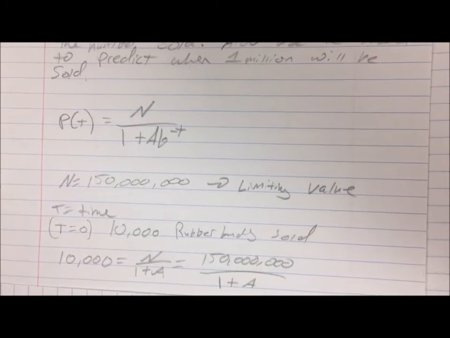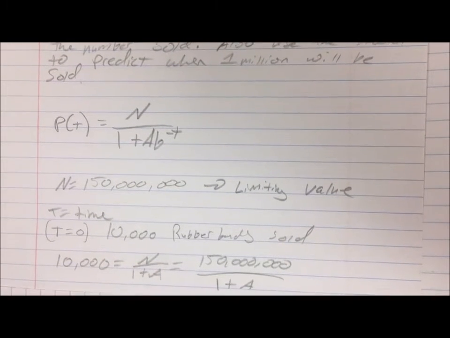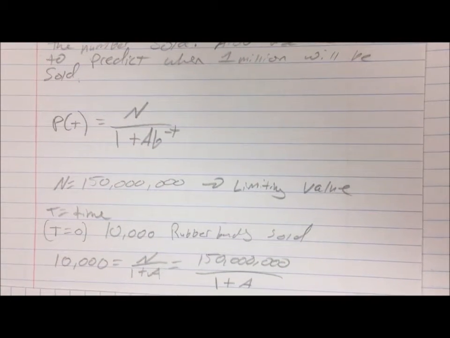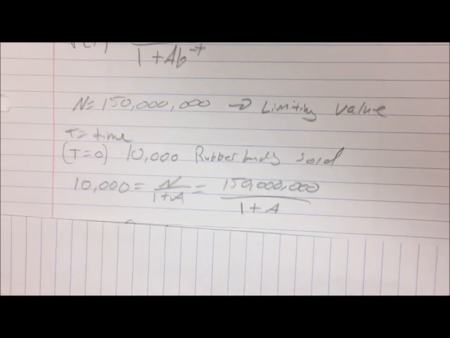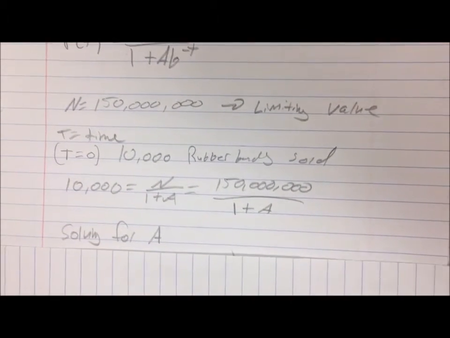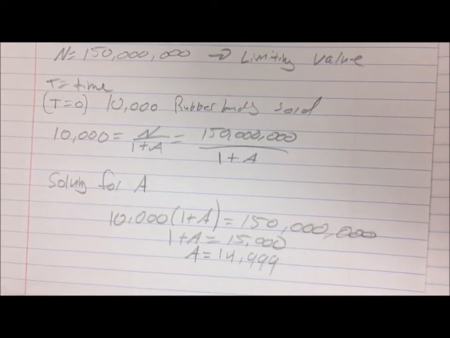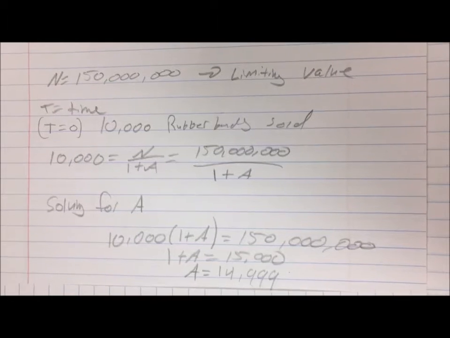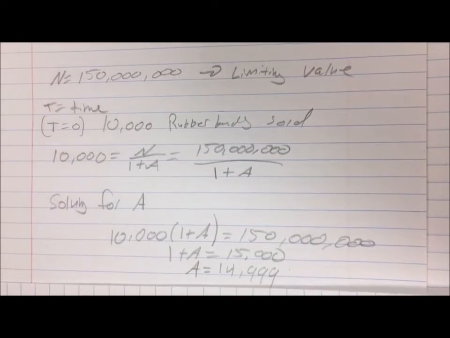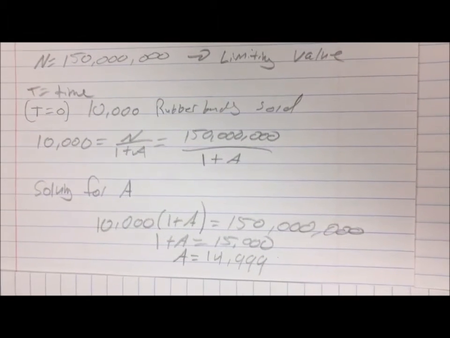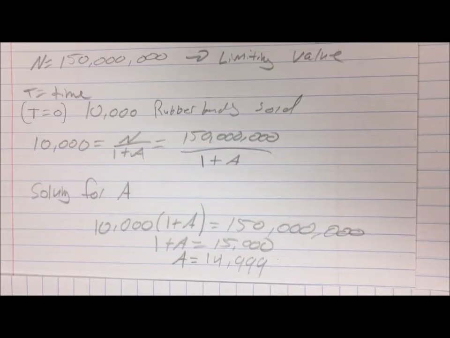We know that when t equals 0, this is what it will be set up like. t equals time. So in this model, when time is 0, we got 10,000 equals N over 1 plus a equals 150 million over 1 plus a. 10,000 being the rubber bands already sold. So next we need to solve for a, and solving for a, things get pretty easy. Okay, so it's 10,000, which is the rubber bands already sold, times 1 plus a equals 150 million. Now this is just algebra. It's 1 plus a equals 15,000. That's 150 million divided by 10,000.